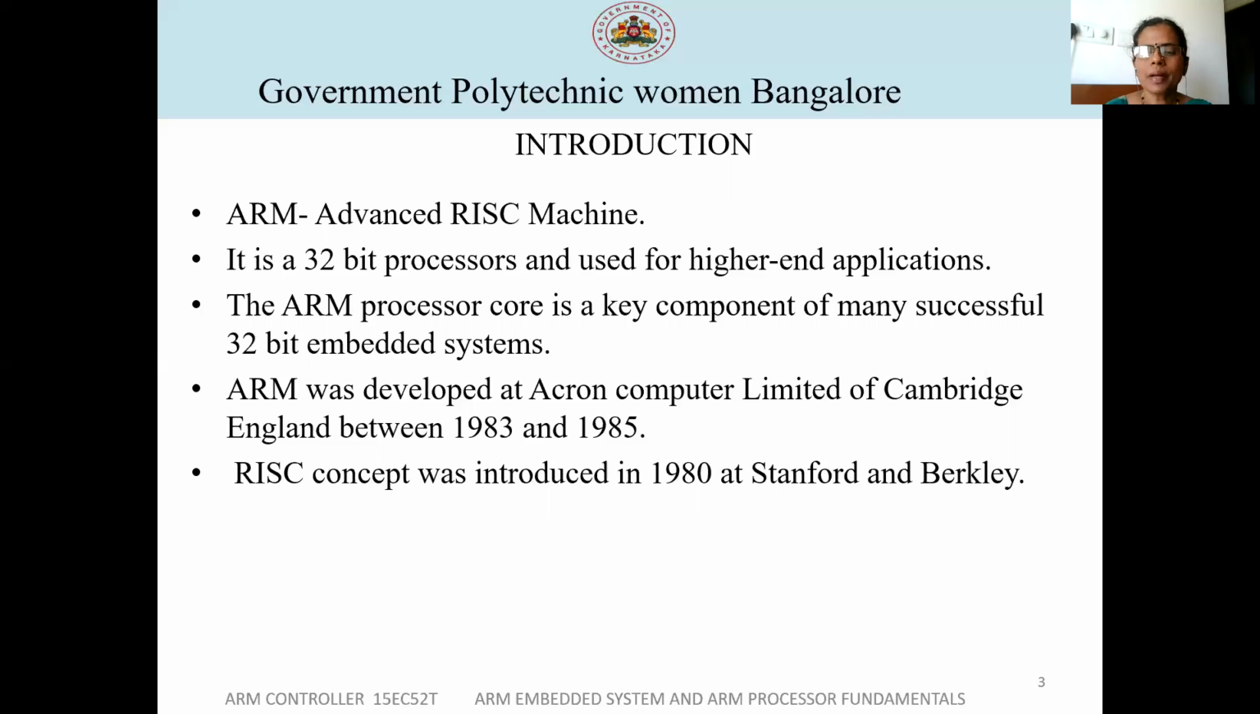ARM was developed at Acorn Computers Limited of Cambridge, England, between the years 1983 and 1985. The RISC concept was introduced in 1980. After the concept of RISC was introduced, the ARM was developed in the year 1983.